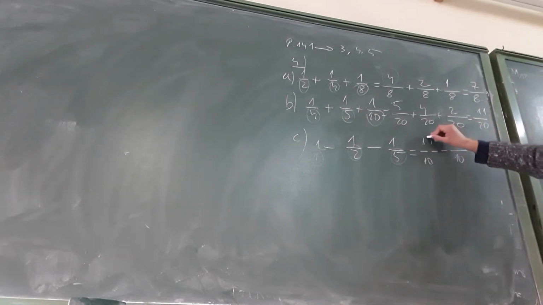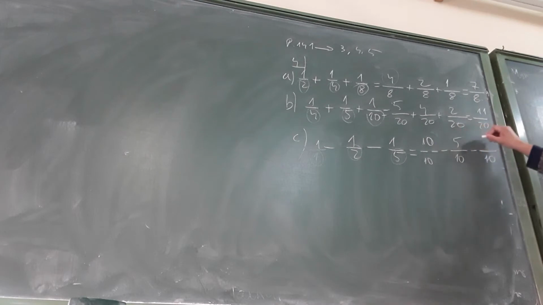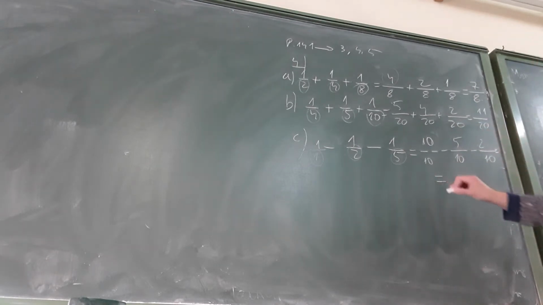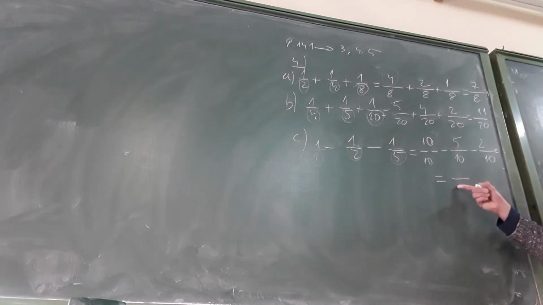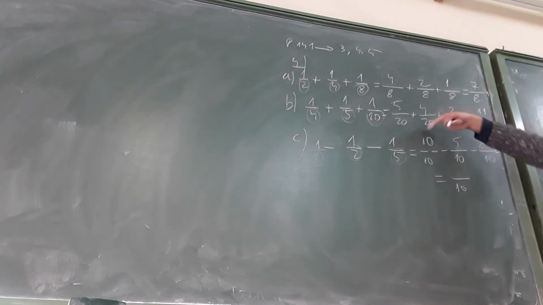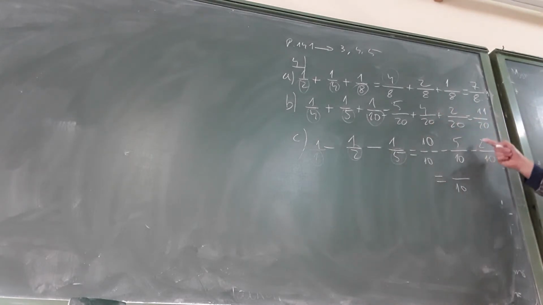Second, this is 10, sorry. Here, 5 and number 2. And then the result, Maria, is going to be... Yes, Maria? The denominator is going to be 10. And you just have to say 10 minus 5 minus 2. What is the result of the operation? Not minus, it's not negative.